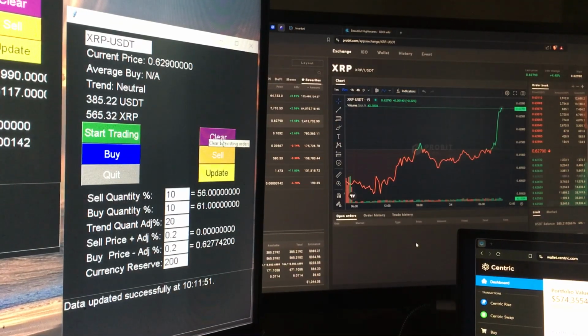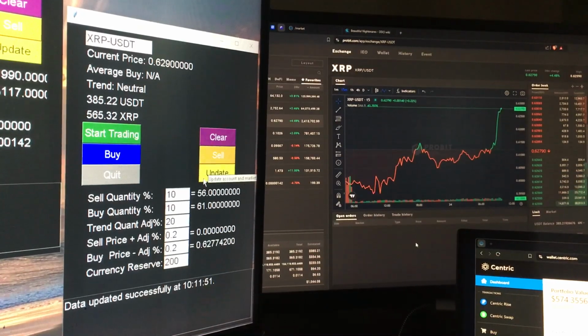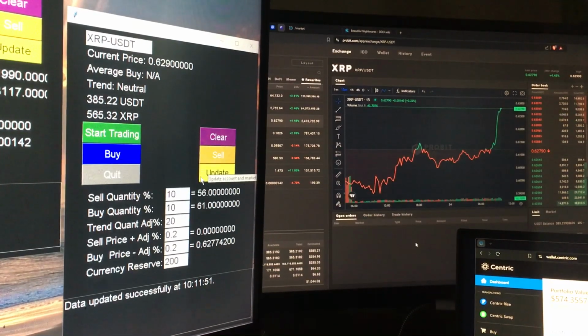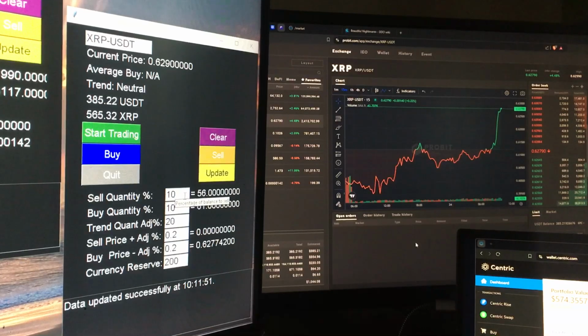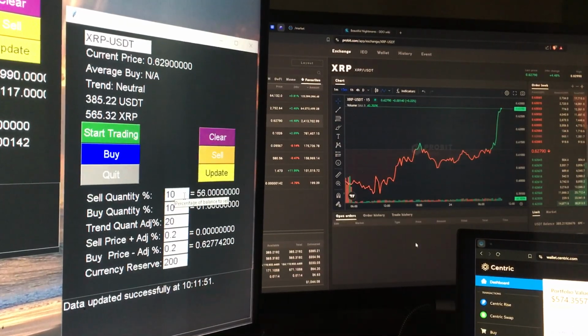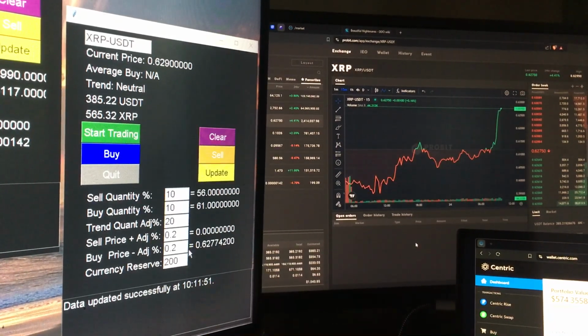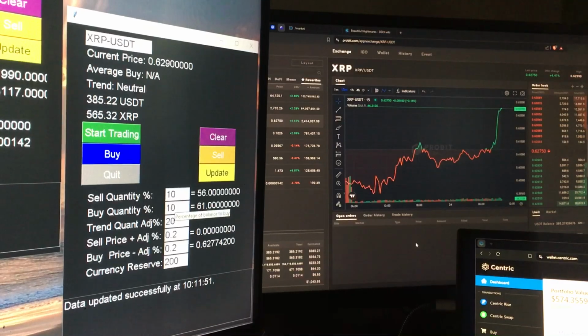Clear clears out any orders for this particular currency that might be up. The buy and sell are manual clicks to put up an order manually. Quit closes the program out, and update is obvious. Now the next row is where you specify the percentage of how much of your crypto you want to sell per order. So when the price goes up and reaches the sale price specified below, the ProBit console will sell this much. Same with the buy on the next row.